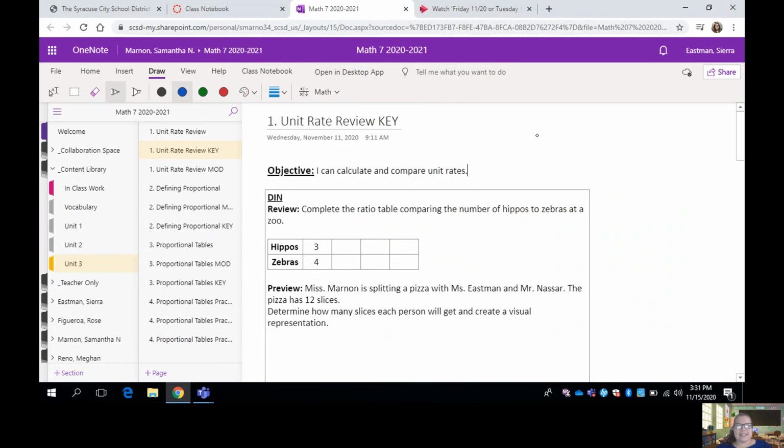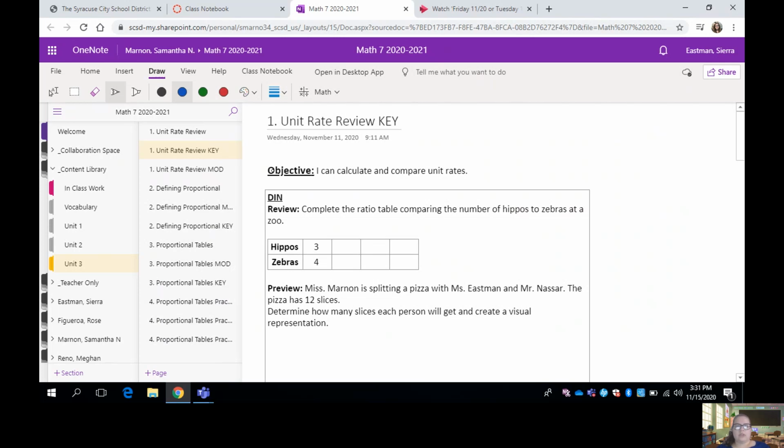Hello, everyone. Today we're working on our unit rate review lesson. As you can see, you want to get yourself on class notebook. Once you click on your name on the left side, you'll find Unit 3, Page 1, Unit Rate Review. Mine just looks a little bit different because I'm going to create the key as we work through these.